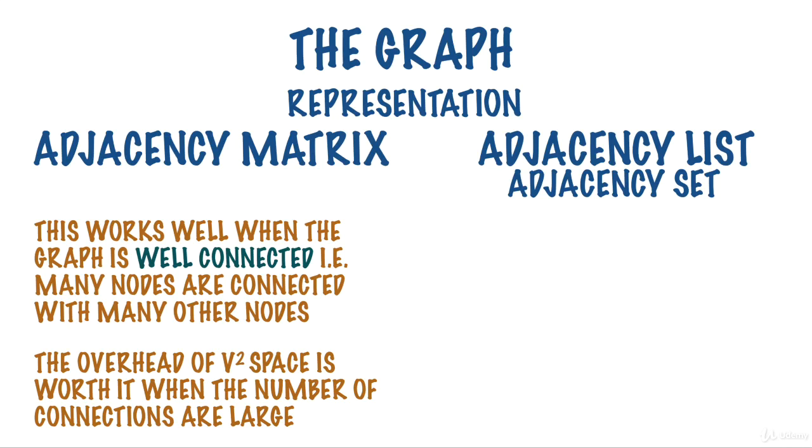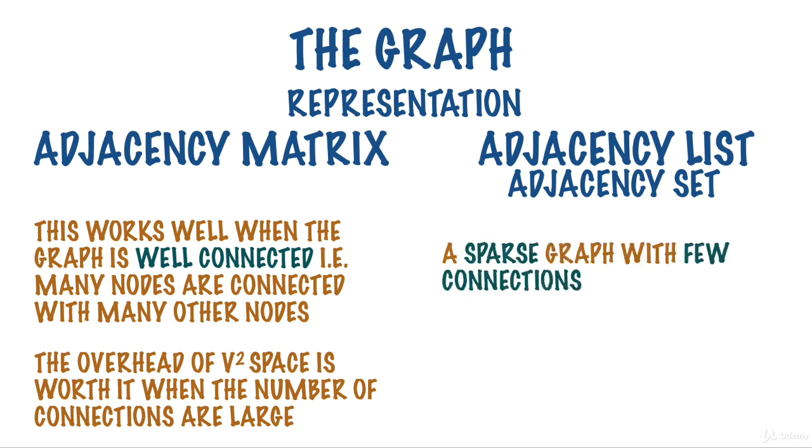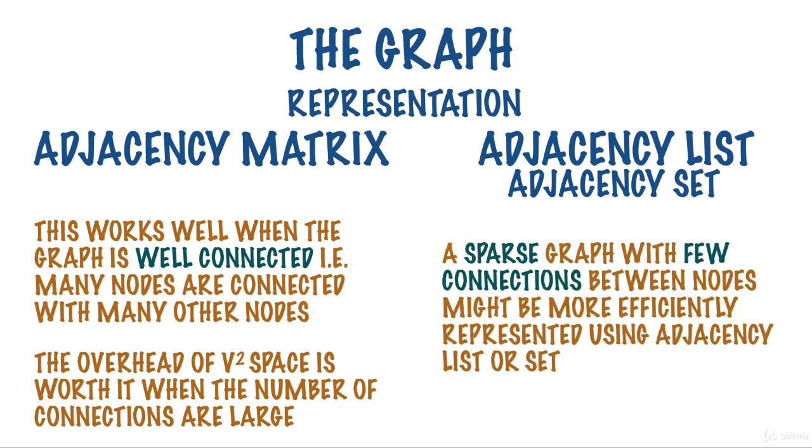The converse is also obvious. If you have a sparse graph, that is, which has few connections between the nodes, then this is most efficiently represented using an adjacency list or an adjacency set. A sparse graph is one which has very few connections between the vertices.